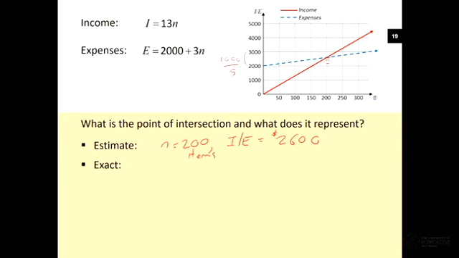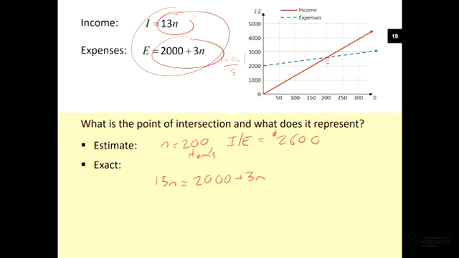Now, as for the exact one, well, you'd need a very accurate graph or algebra. Might be a bad memory, but last semester we had to solve these things. What if income equaled expenses? What if y equals this and y equals that? We were trying to find where they crossed. We just said, let this equal that. If you want to know when I equals E, just let that equal that. Okay, 13N is equal to 2,000 plus 3N.